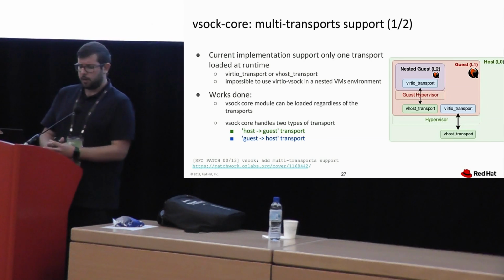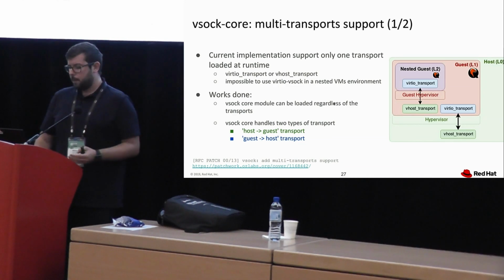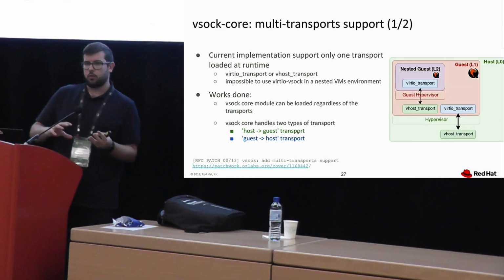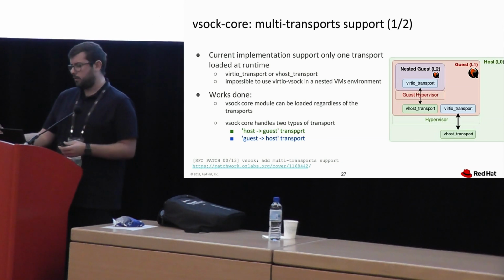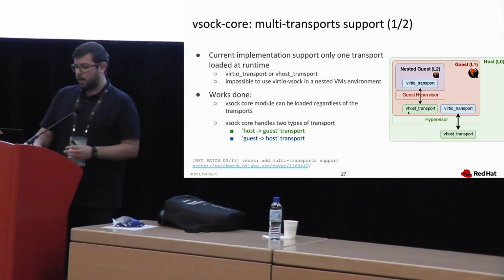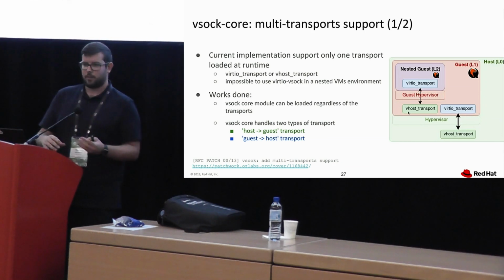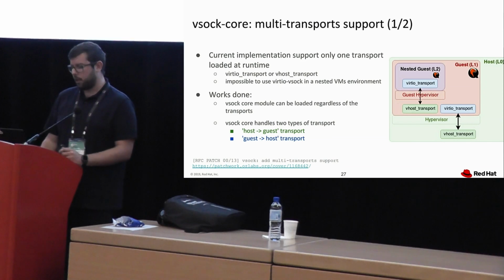But in this preliminary implementation, we are allowed to load the vsock core regardless of the transport. And now the core is able to handle two types of transport. The host-to-guest transport handles the host part in the communication, and in the QEMU KVM case, it is the vhost transport. The other type of transport is guest-to-host, which handles the guest part in the communication, and in our case, it is the virtio transport.